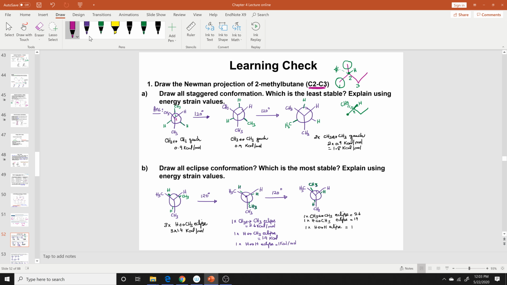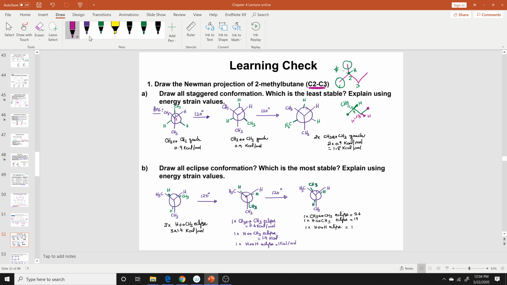For carbon number 3, this is going to be at the back. Then I do have my 2 hydrogens. One is going to be in front. The other one is going to be behind. And then the CH3 is going to be in plane. So the CH3 in plane, one hydrogen in front, and the other one behind. This is going to be my staggered conformation in this case.